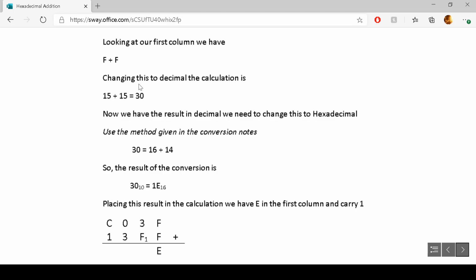Now we know 30 is too big for our unit column, so 30 is equal to 16 plus 14. So we're taking 16 out. 14 itself is too big also to put in the unit column, so we have to translate that into its appropriate hexadecimal value. 14 in hex is E. So we have 1, 16, and we have E. So we can put E in the answer column and carry 1.